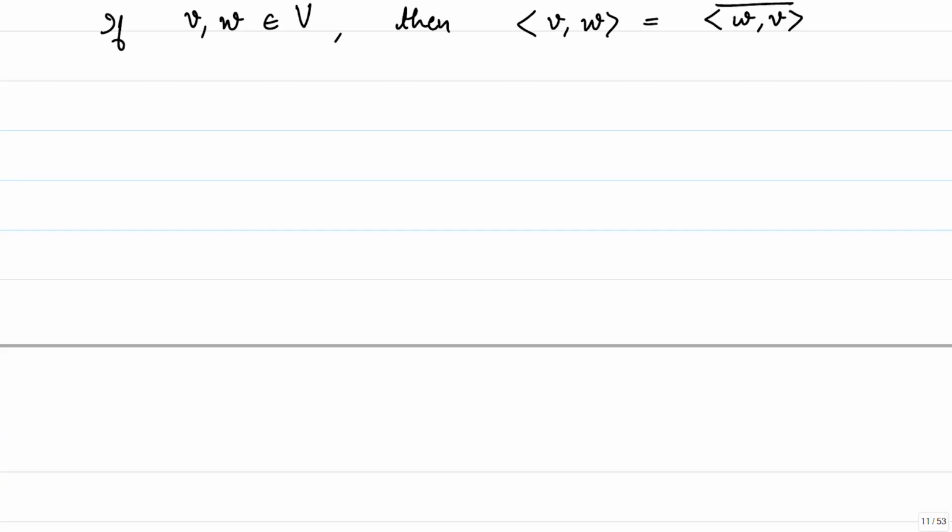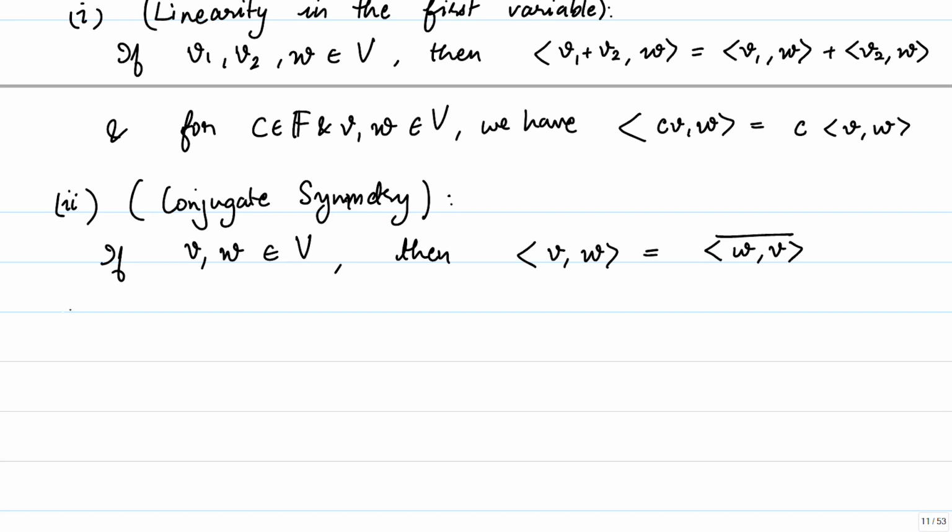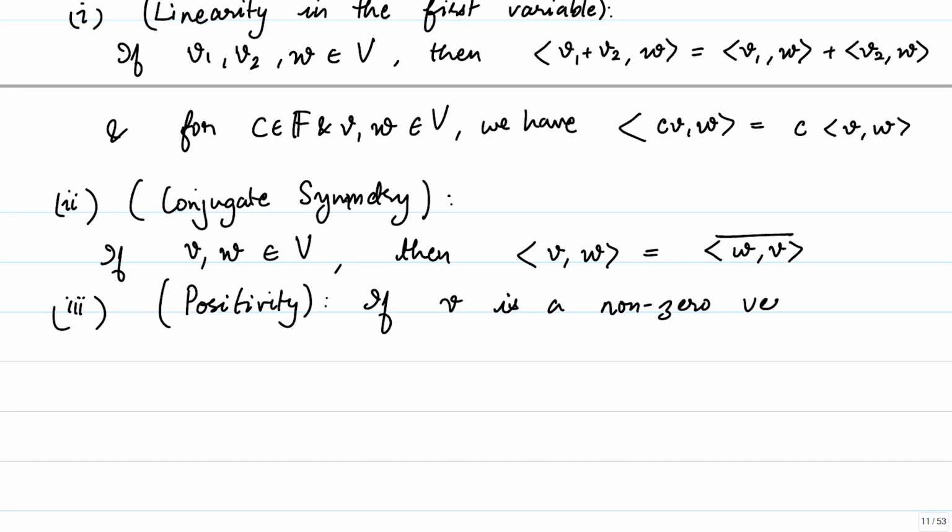A digression. So maybe I'll come back to this property after I finish off with the third property. Positivity. If V is a non-zero vector, then the inner product of V with itself is a positive real number.